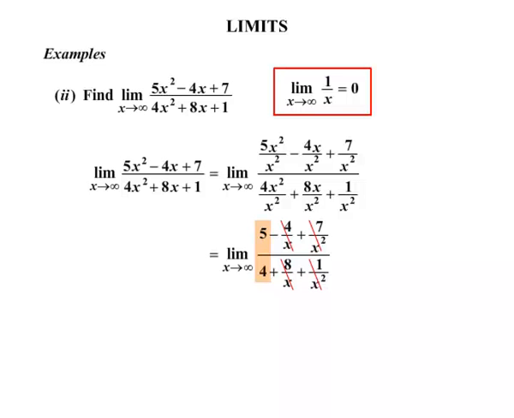So what are we left with? We're just left with 5 over 4, and that is our answer, 5 over 4. Excellent.